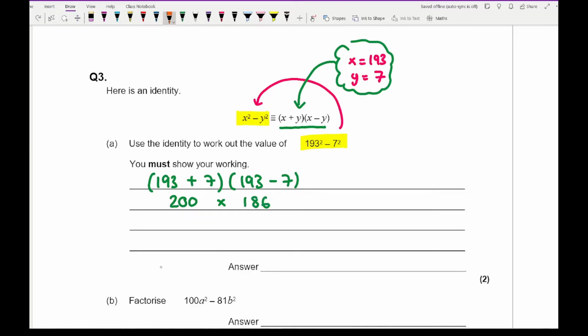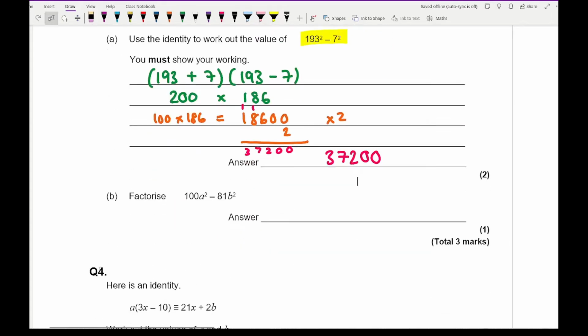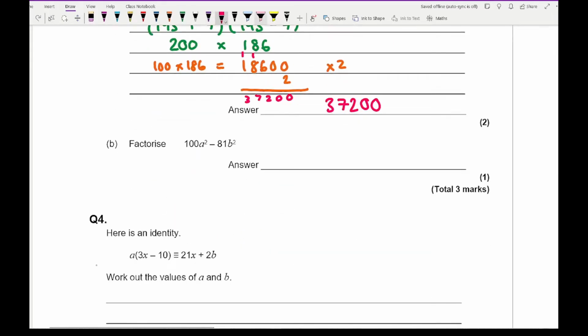Now the key thing, if this was non-calculator, you can either do long multiplication or you can simply work it out. Well here 100 times 186 is going to be 18600, and then if I multiply that by 2, it just makes the whole calculation that little bit easier. So here I'm going to end up with 0, 0, 6 times 2 is 12, carry the 1, 2 times 8 is 16, plus 1 is 17, and then 2 times 1 is 2, plus 1 is 3. So the answer then is going to be 37200.